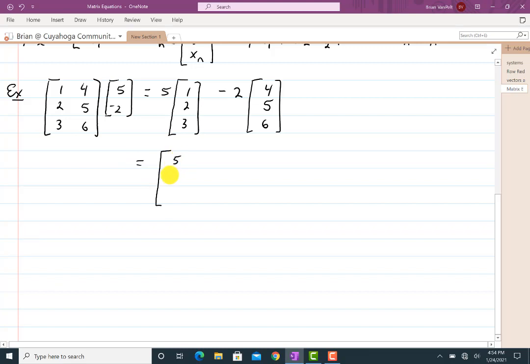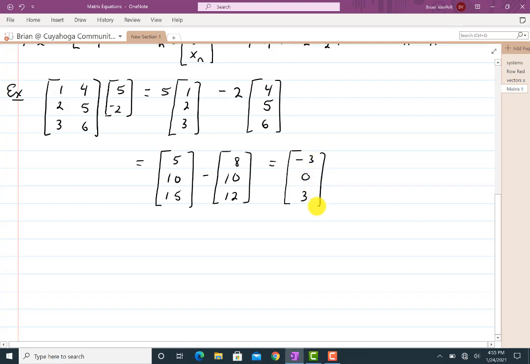Let me see, I have 5, 10, 15 minus 8, 10, 12. And so I have negative 3, 0, 3. Notice the size of the answer. This thing in the end is in R3. And what does it match? It matches the size of these column vectors. So whatever you end up with is going to be the size of these column vectors, because right here we're just multiplying these column vectors by a scalar.